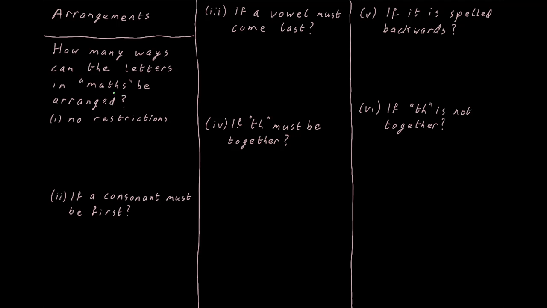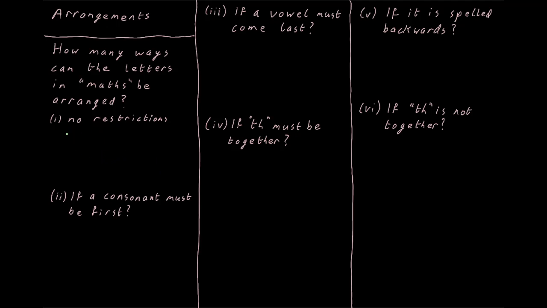So we have M-A-T-H-S. How would we arrange them if there was no restrictions? So we can arrange them however we like. So we can imagine that we have pieces of paper that we've cut out and we have a letter on each one of those pieces of paper. How many different ways could we order those letters? If we put the pieces of paper down in lots of different orders, how many different ways could we do that if there's no restriction on the way we order them?